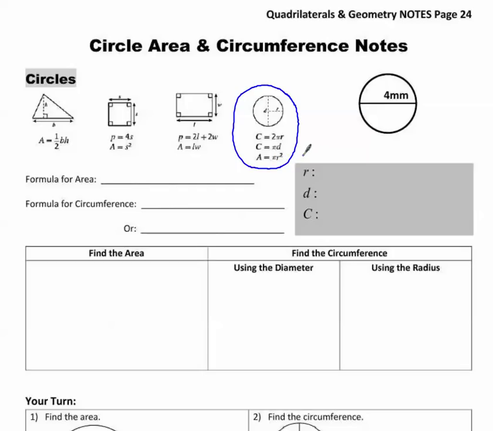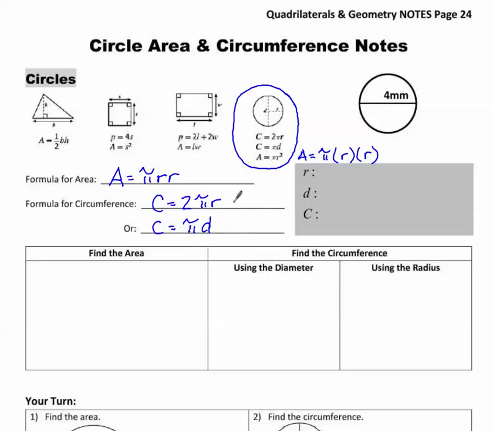I want you to rewrite that formula as A equals pi times radius times radius, because radius squared is the same thing as radius times radius. So we're going to rewrite that as A equals pi r r, like a pirate, r. And then we're going to do our circumference formula. And there's actually two formulas for circumference. So we have C equals 2 pi r, and we have C equals pi d.